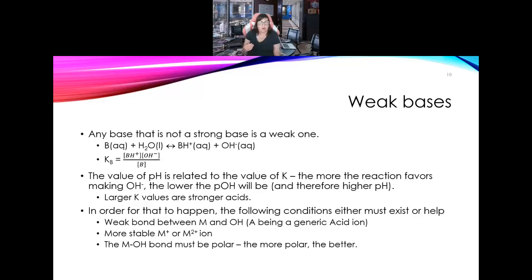And in order for that to happen, we need to have the ability to pull that metal ion away from those OHs. Okay. The more stable the metal ion is, the M plus or the M2 plus, that's going to be better. And the MOH bond must be polar in order for that to happen. Okay. So those are the things that we talk about there.